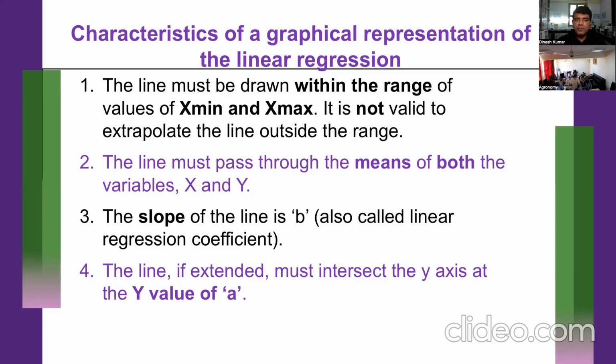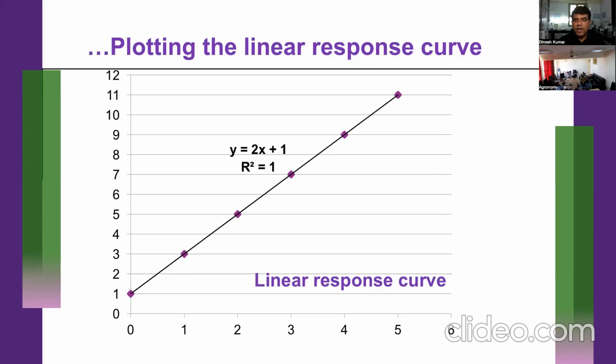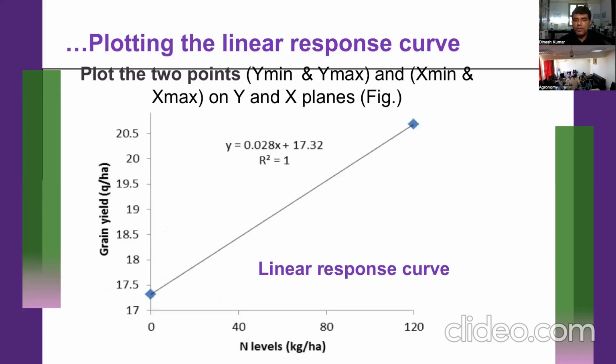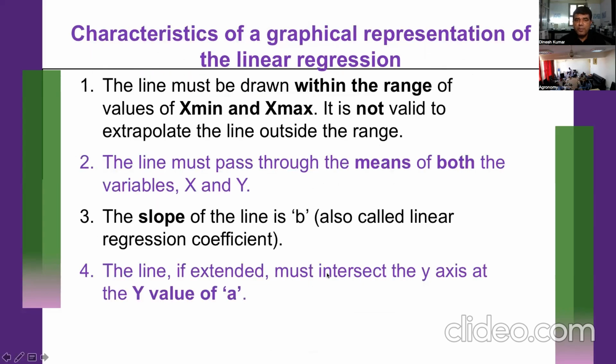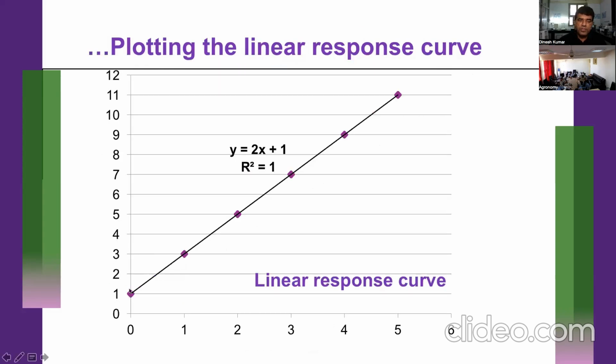Number 2, the line must pass through the means of both the variables x and y. Somewhere you will have the mean of both here. So it should pass through the mean of both variables x and y. One common point of mean will be there. The slope of the line is b, also called the linear regression coefficient. The line, if extended, must intersect the y-axis at the y value of a. I have shown you this one.